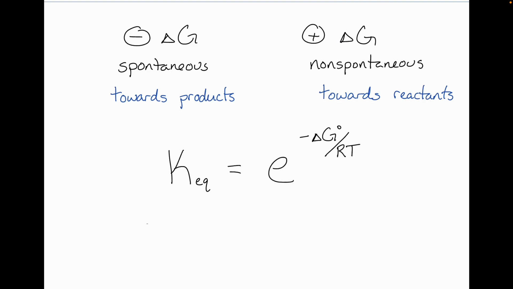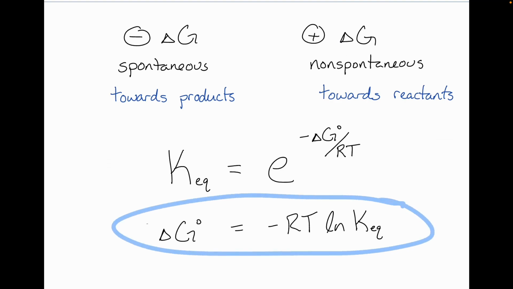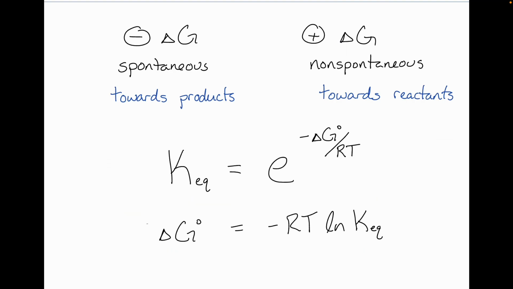Just because natural logs are hard, if we wanted to do the inverse of this equation, that would be delta G naught equals negative RT natural log of our equilibrium constant. So these two equations are just the inverse of one another. If you have your delta G, you can find your equilibrium constant using this equation. If it's the other way around, you were in the lab and you measured your equilibrium constant, you could determine the delta G of that reaction using this equation here. What's up? Is R the gas constant? It is. All right, so yes.